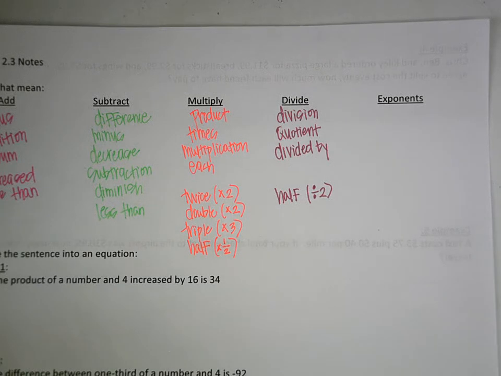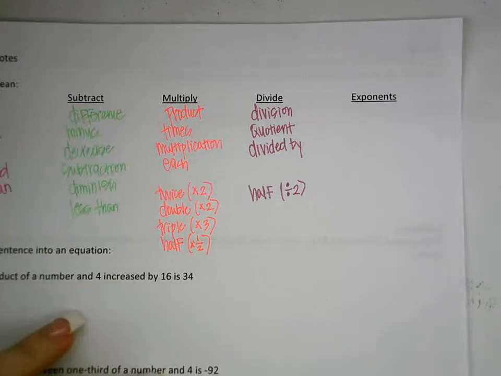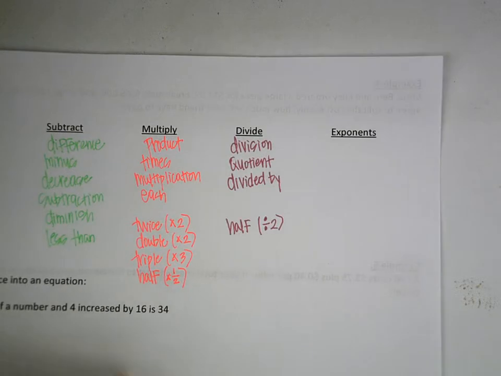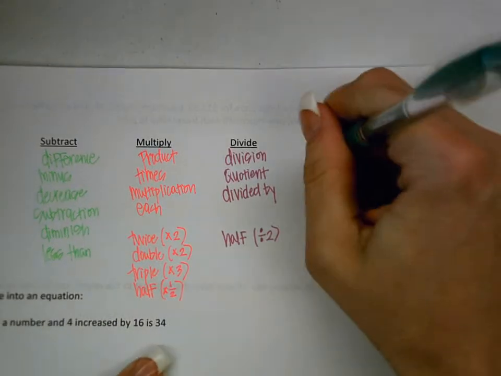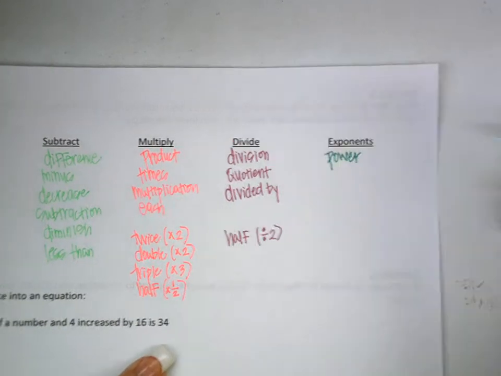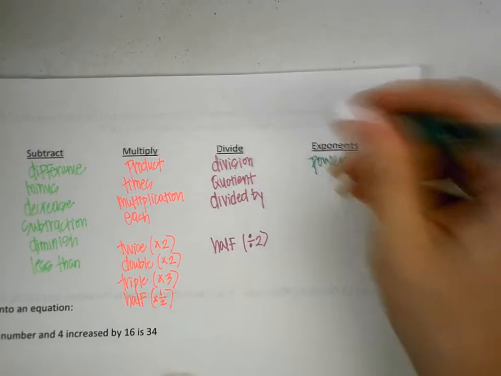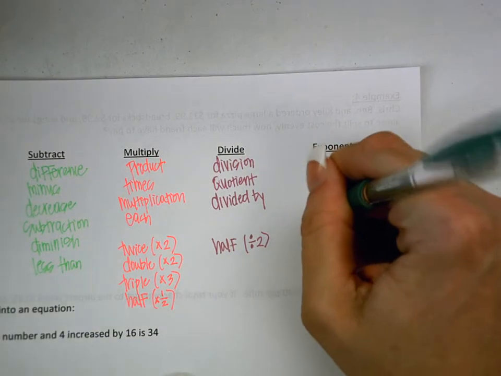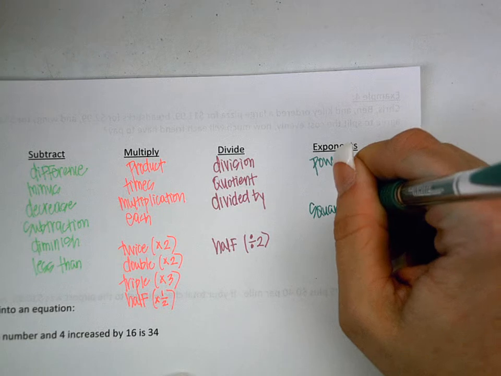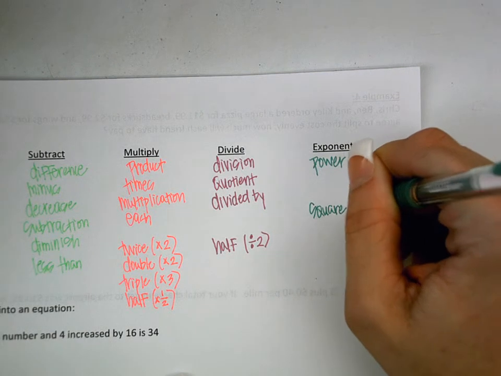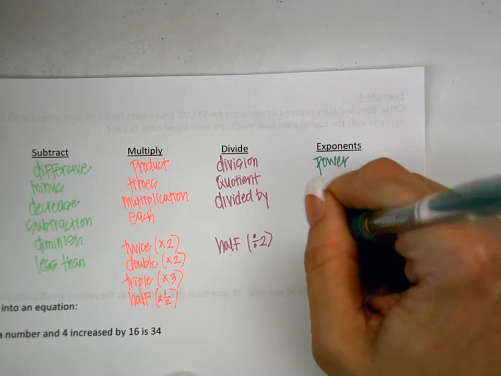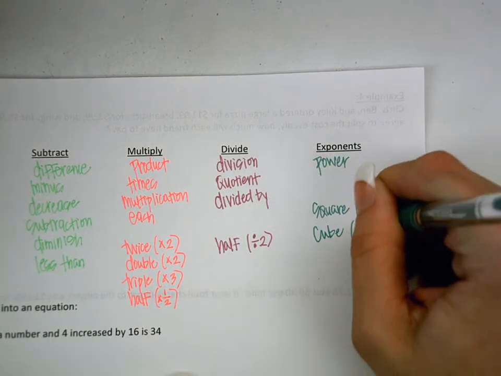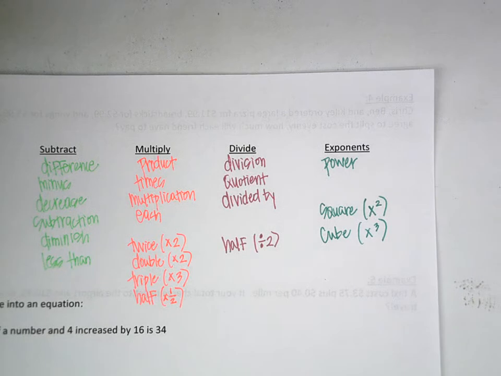And then the last thing I want to go over is different words that mean use exponents. Besides exponent, yes, power. Power is definitely one. Square is a specific one. That means to the power of what? Power of 2. So I'm going to write square as x to the second power. And then cube is power of what? 3. Power of 3.